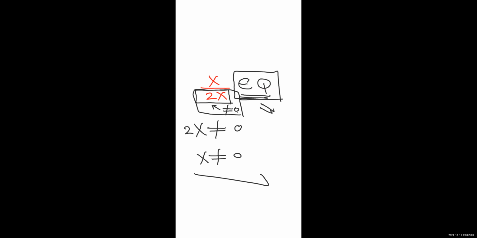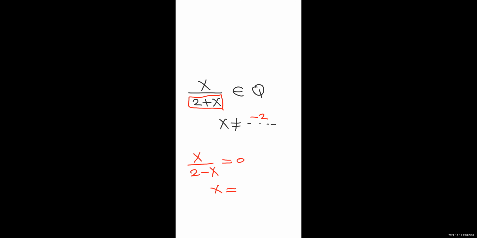Again, guys, I will show you a number like that, x over 2 plus x. If it belongs to Q, then x not equal negative 2. This one is a question where we use the denominator. But if the same number, x over 2 minus x, equals 0, then in this case, using the numerator, x will equal 0.